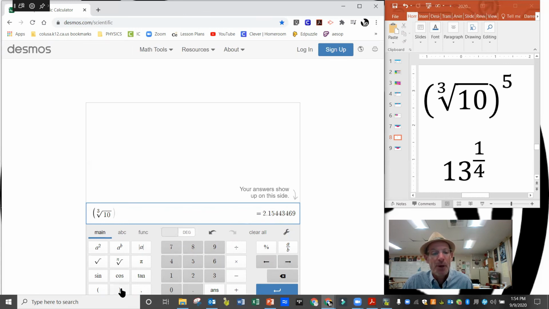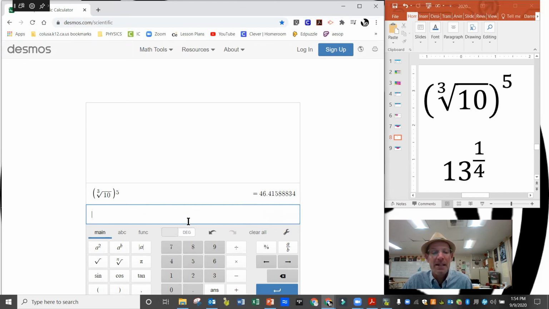Then I'm going to hit the right parentheses. And then this is the exponent button. And I'm going to add an exponent of 5. And so now what is written right here is exactly the same as what is written right here. And it tells me that the answer is 46.415888834. And if I hit the enter key, it'll just keep track of it up here for me, and I can start the next problem. The next problem is 13 to the 1/4 power.